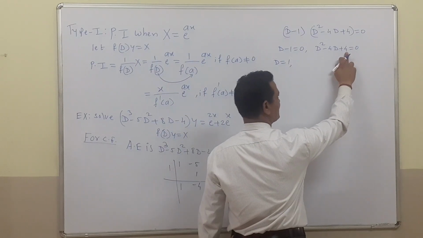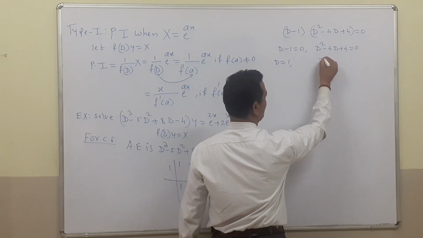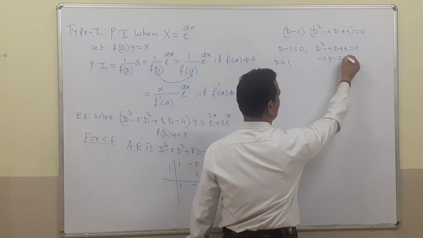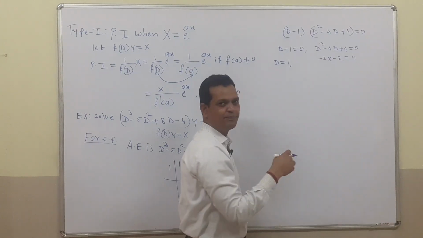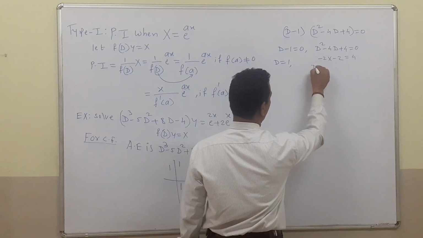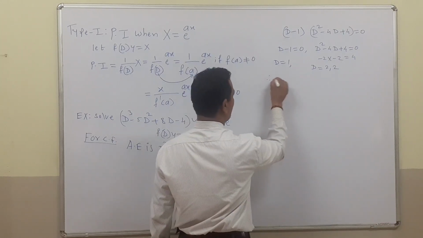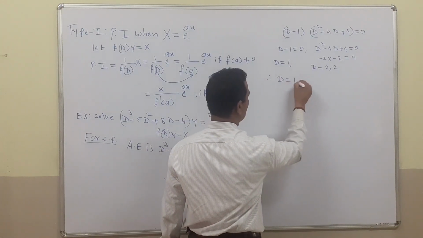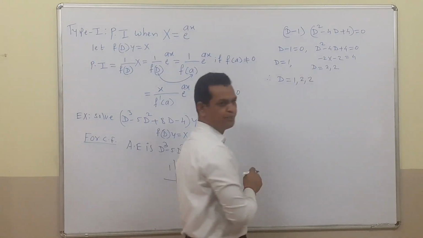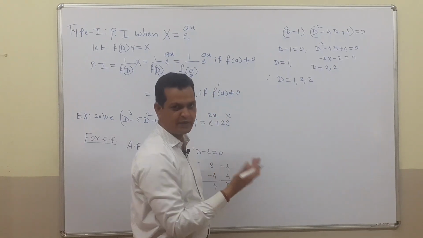Find a number whose product is 4 and sum is minus 4. So we can write this as minus 2 and minus 2, which have product 4 and sum minus 4. So we get the value of d here as 2, 2. That means we get the roots as d is equal to 1, 2 and 2. So these roots are repeated.